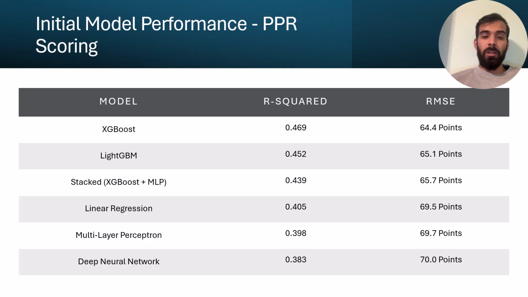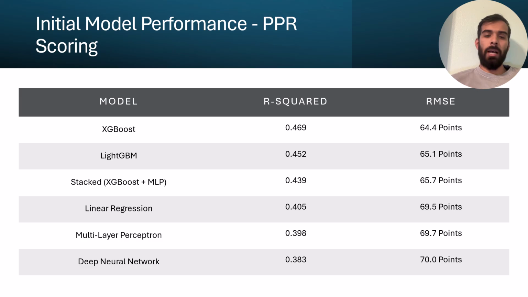We saw similar figures on our PPR scoring models as well, with now the XGBoost performing best with an R squared of 0.469 and an RMSE of 64.4 points, with our poorest model being the deep neural network at an R squared of 0.33 and an RMSE of 70 points. While the RMSEs are higher, it's also key to note that PPR fantasy scoring does inflate player production, so that may be one reason why the RMSEs are so high.